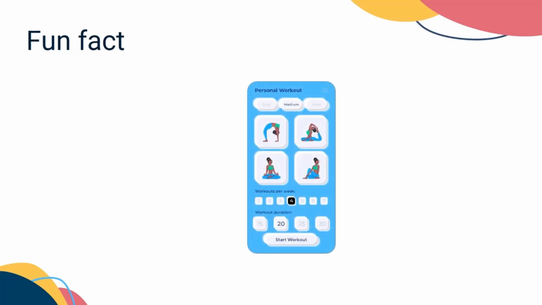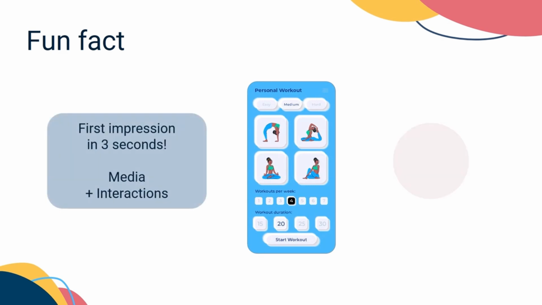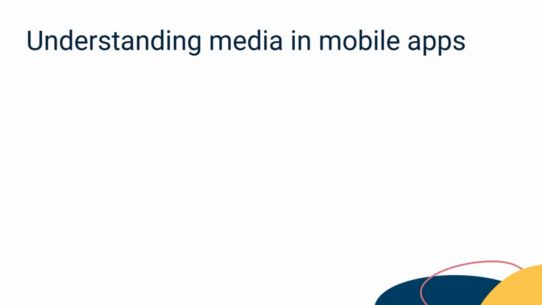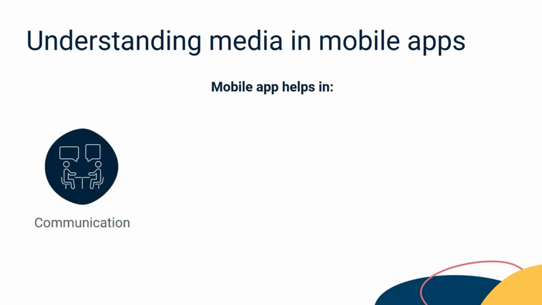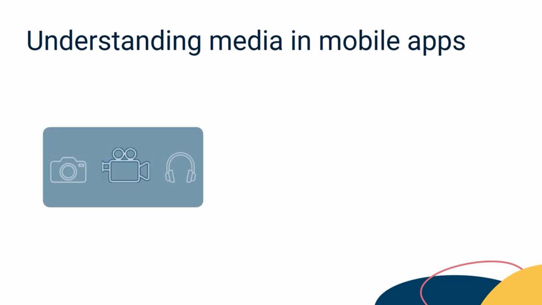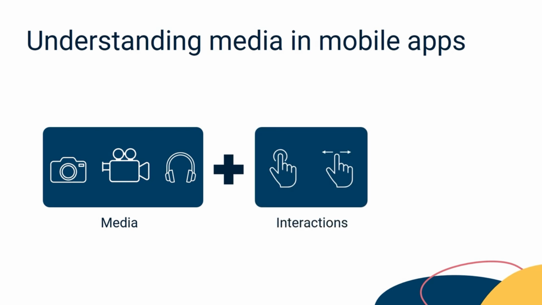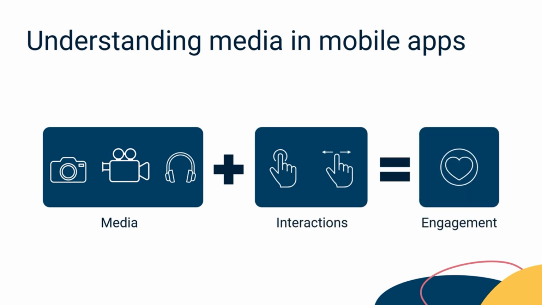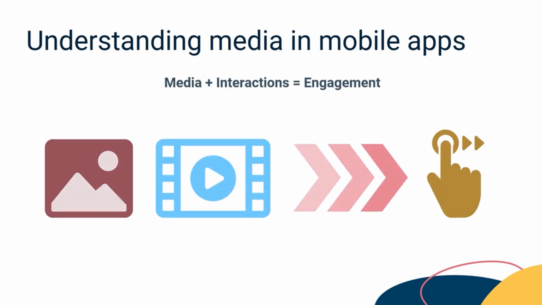Did you know mobile app users form their first impression in less than 3 seconds? The right mix of media and interactions can make or break the experience. Mobile apps have become a central part of our lives, helping us communicate, learn, shop, and entertain ourselves. But what really makes an app engaging? Media and interactions are two key factors that drive user engagement in mobile apps. Let us explore how different media types and interactions shape the user experience.